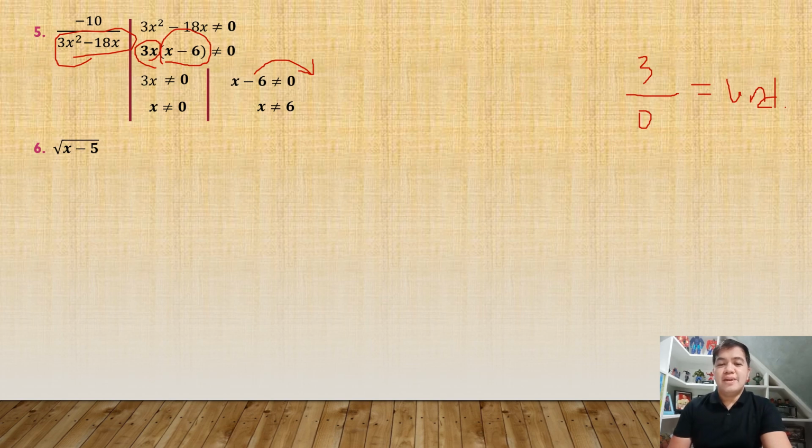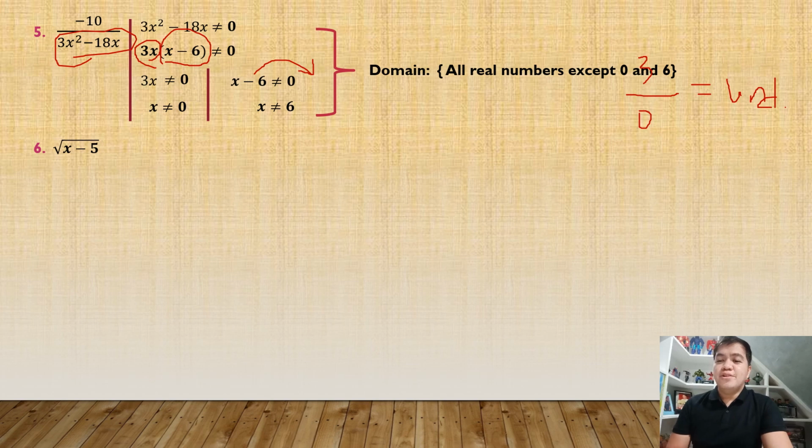Okay, so yan. Ito na yung dalawa nating na-compute. Not equal to 0, tsaka not equal to positive 6. So therefore, so paano na yan? The domain now is all real numbers except, dalawa yung sagot natin kasi, no? 0 tsaka 6. All real numbers except 0 and 6. I hope that one is clear. No? So, sana malinaw na yon.